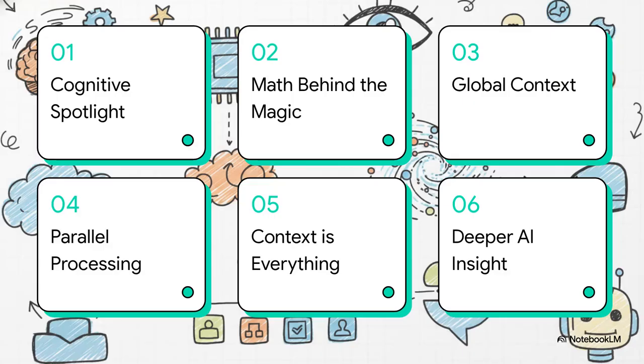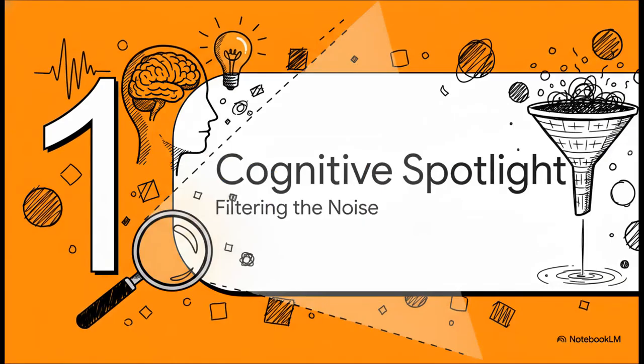So here's our roadmap. We're going to break this down into 6 clear pillars: the cognitive spotlight, the math behind the magic, multitasking in global context, the parallel processing revolution, why context is everything, and finally, a deeper AI insight. Starting off with pillar number 1, the cognitive spotlight, or filtering the noise.